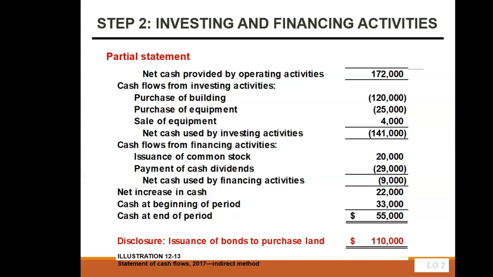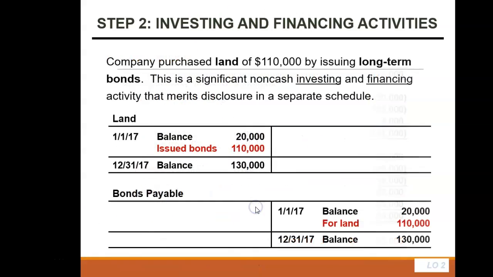$22,000. Now we have one last section or disclosure known as non-cash investing and financing activity. We purchased land for $10,000 by issuing long-term bonds. This is a significant non-cash investing and financing activity. So acquiring land would be an investment transaction. By issuing a long-term bond, that would be a financing transaction. However, in this situation, it does not involve cash.